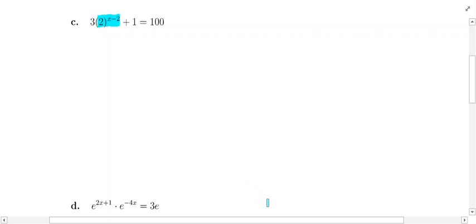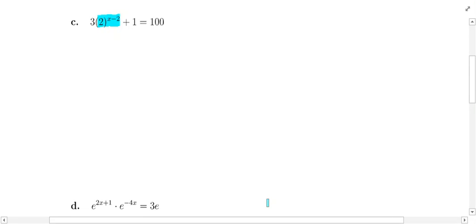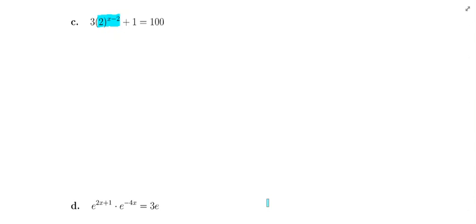2 is being raised to the x minus 2 power. That 3 is just hanging out front. It's just being multiplied by this blue piece here. I don't see any other x's in the equation, so it is definitely exponential. We need to isolate this exponential piece that I've highlighted on one side of the equation. We need to get it by itself.